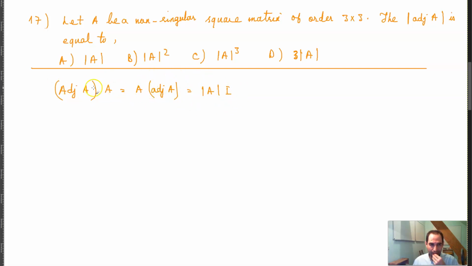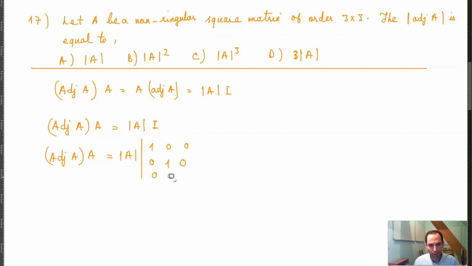So the adjoint of A is of course a matrix, and this is a matrix, and these two are matrices, and this is a matrix. This is a determinant, which is just a number, right? Now based on this relationship, you can say that the adjoint of A times A is equal to the determinant A times I, which is basically a matrix of order 3, for example, because our matrix here is of order 3, so 1, 0, 0, 0, 1, 0, 0, 0, 1.